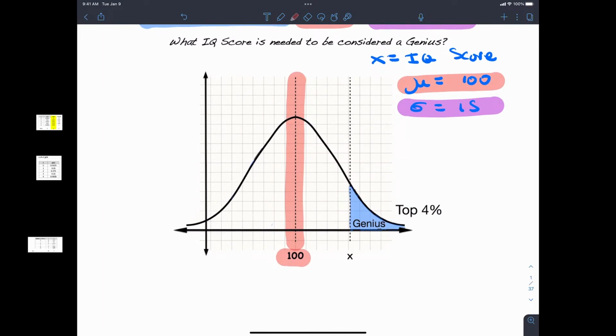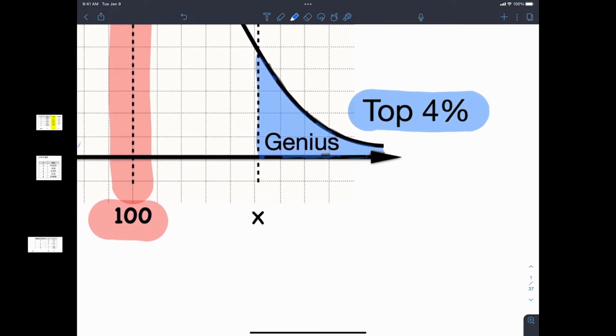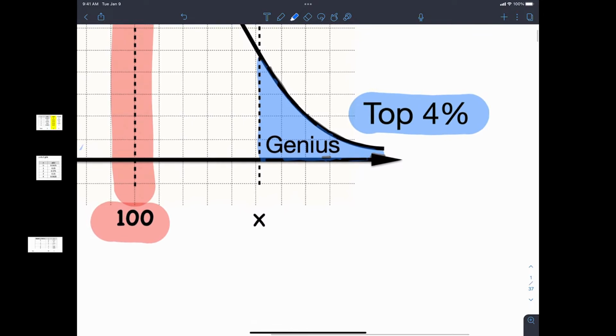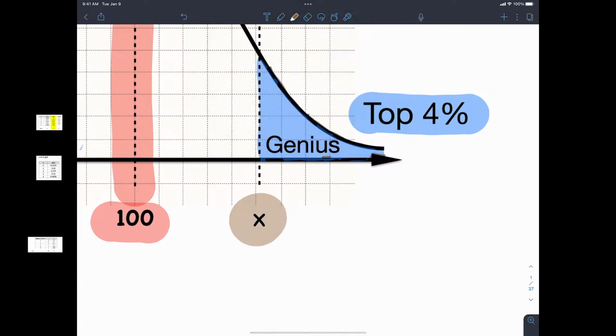A genius, by definition, what did we say yesterday? You're in the top 4%. To be considered a genius, you're in the top 4%. So they want to know what IQ score. In other words, they're trying to find this value of X, that threshold value.